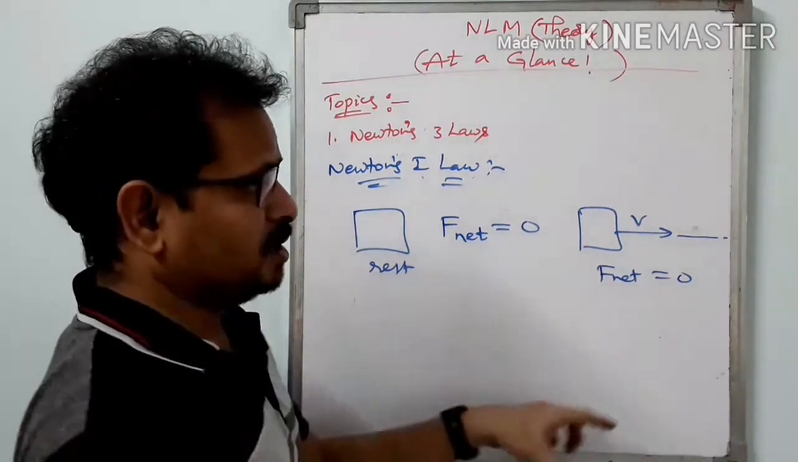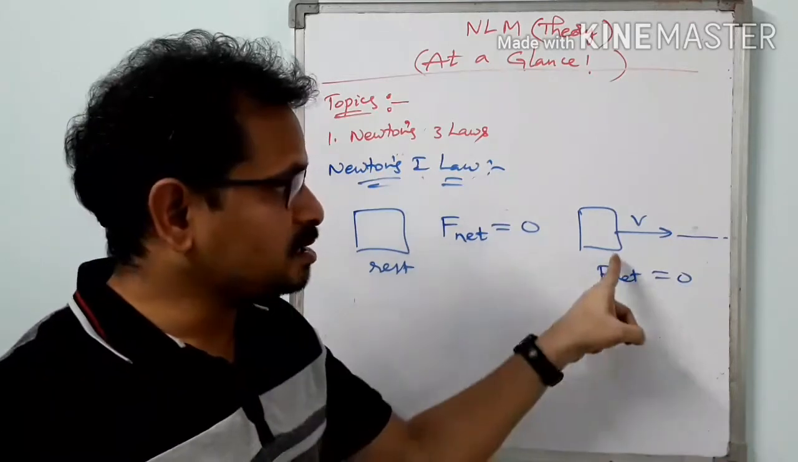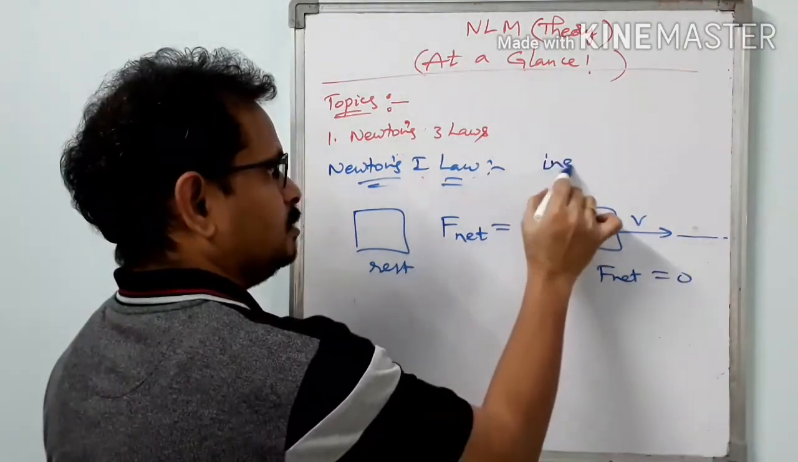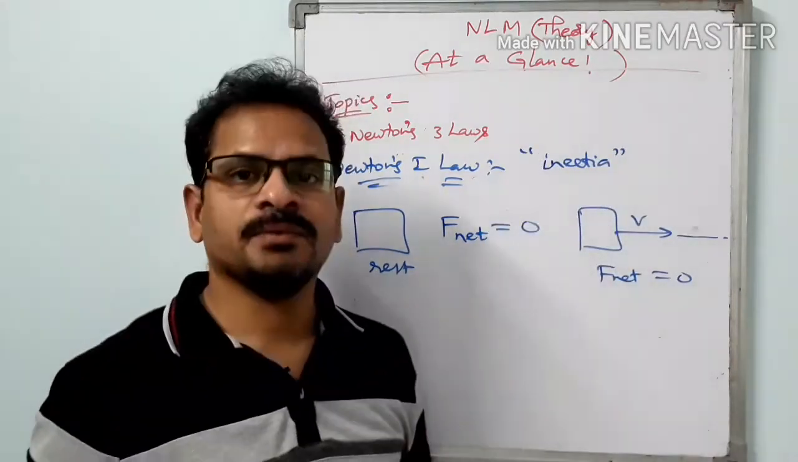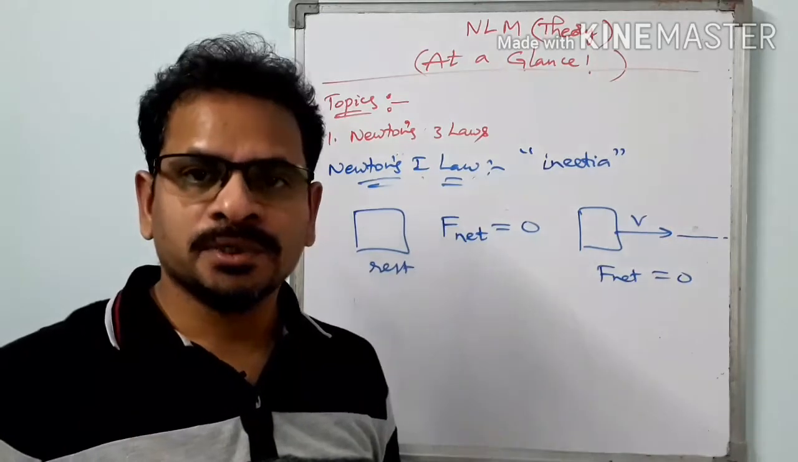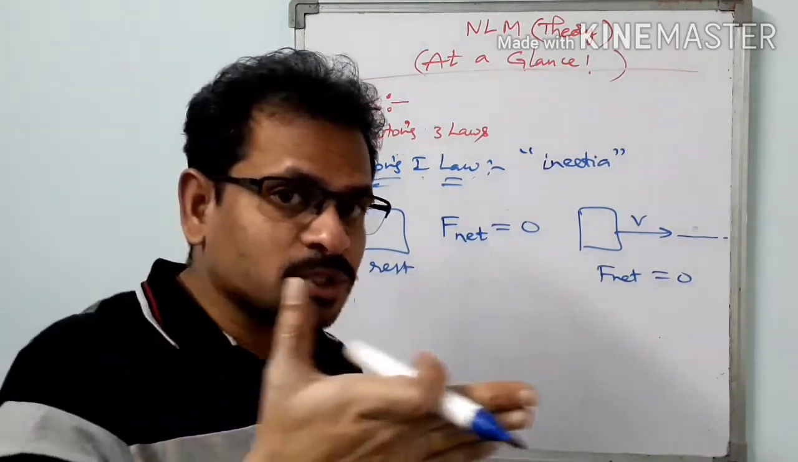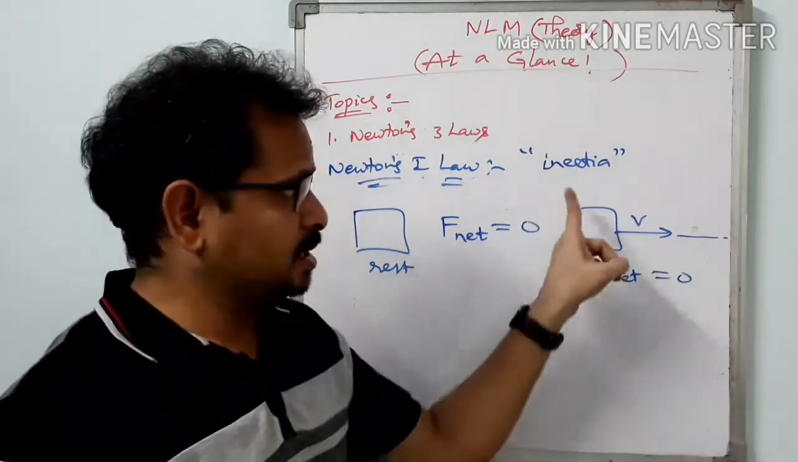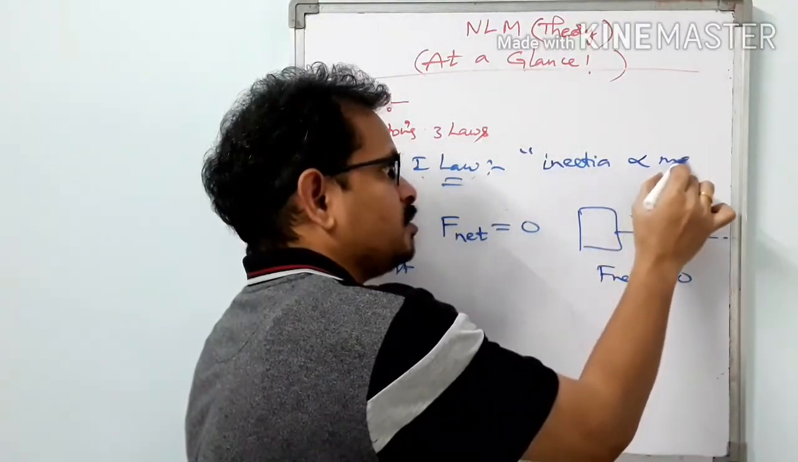And the physical property which opposes any change to its state of rest or state of uniform motion along a straight line is known as inertia. So what is inertia? Inertia is a physical property due to which a body opposes any change to its state of rest or state of uniform motion along a straight line. Inertia is directly proportional to mass.